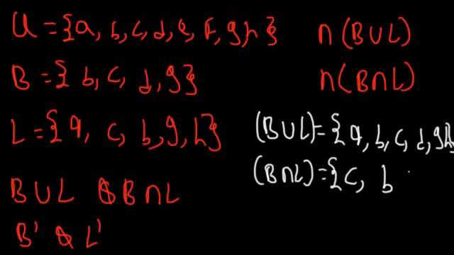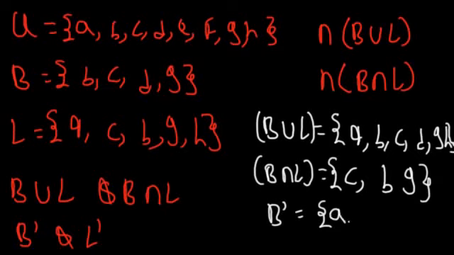Okay, so therefore we have C, B, and G as the common elements between set B and L. Is there another one? That's all. Okay, so what will be B prime? B prime will be equal to the elements that are in the universal set but not in set B. Now, what are these elements?